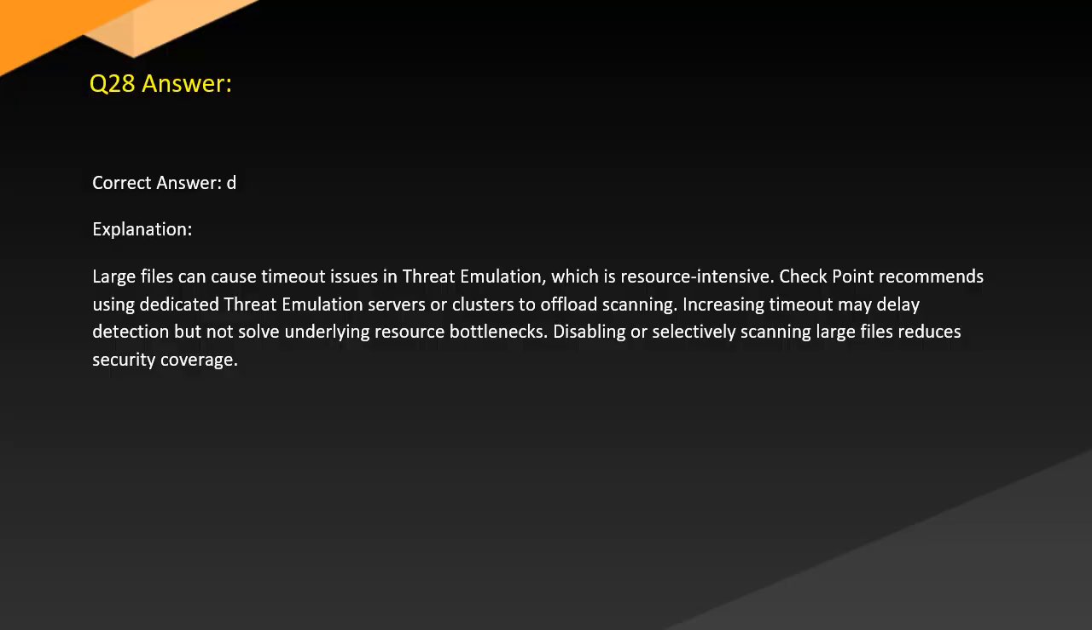Answer. Correct answer: D. Explanation. Large files can cause timeout issues in threat emulation, which is resource intensive. Check Point recommends using dedicated threat emulation servers or clusters to offload scanning. Increasing timeout may delay detection but not solve underlying resource bottlenecks. Disabling or selectively scanning large files reduces security coverage.